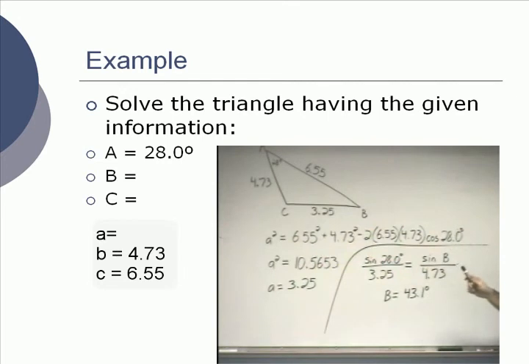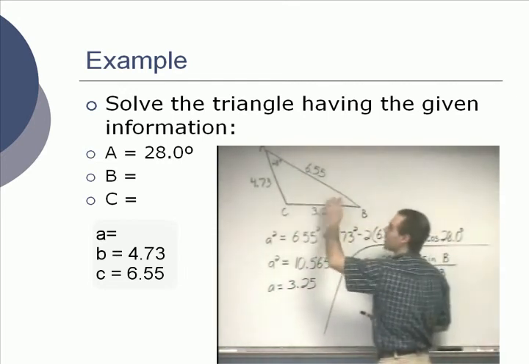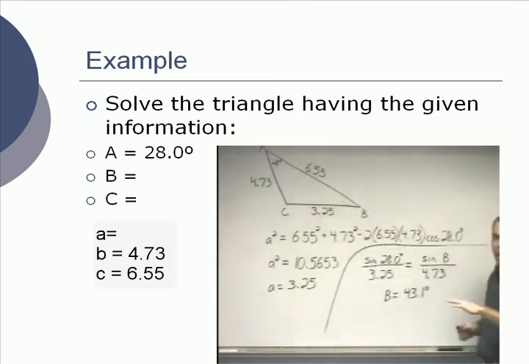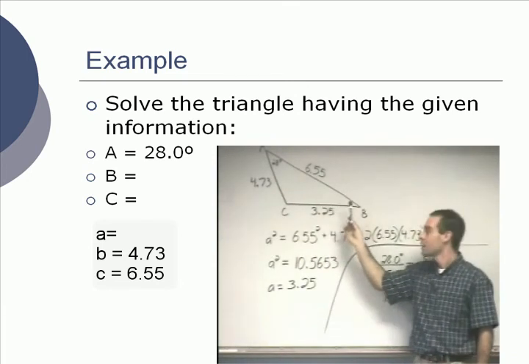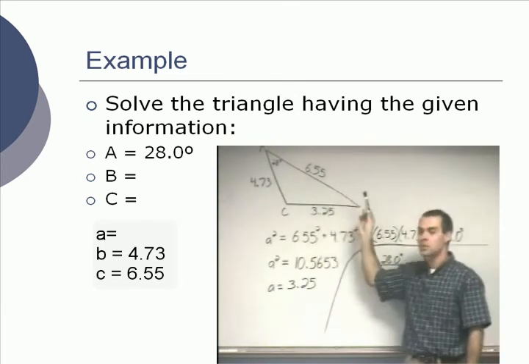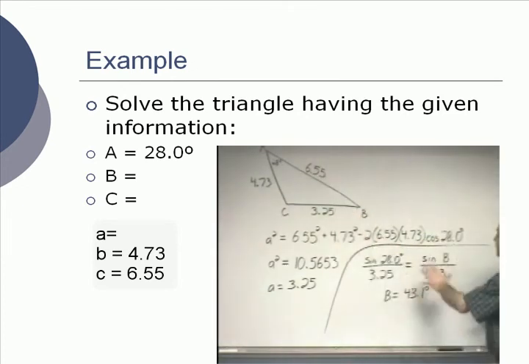When you're faced with this situation where you've got to decide which angle to find next, always find the smallest one next, because you know that one of these two has got to be acute. You can't have a triangle with two obtuse angles. So you find the smallest one because you know the smallest one has got to be acute. So if you choose to find B next, you get 43.1. There's no question. It's got to be 43.1. It can't be obtuse.